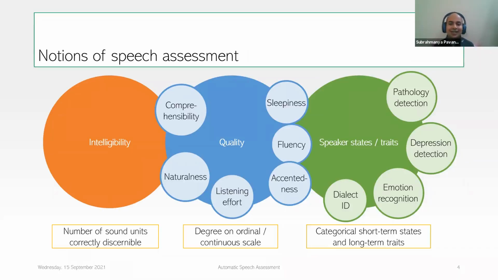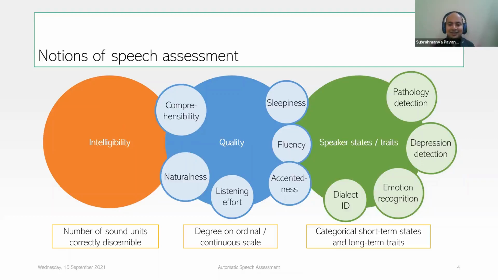For example, identifying the dialect of a person and emotion are all short-term states. I'm calling them as separate from quality because these are categorical. That means there are one of n. Depression detection, which is binary, could be a little more longer term, and speech pathologies could be further long term. Fluency could be also long term, and sleepiness could be short term, like a day or less.